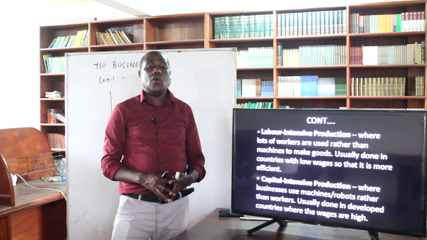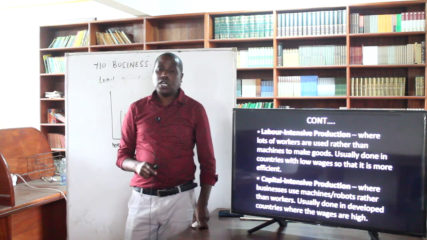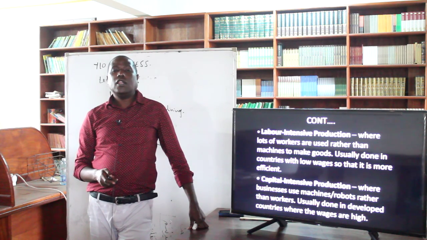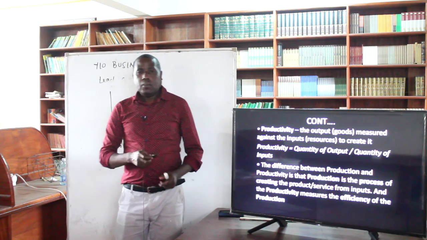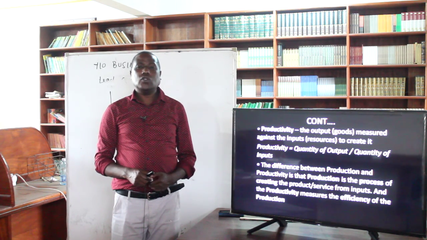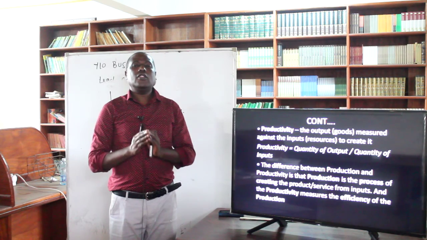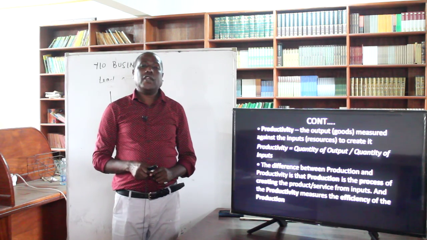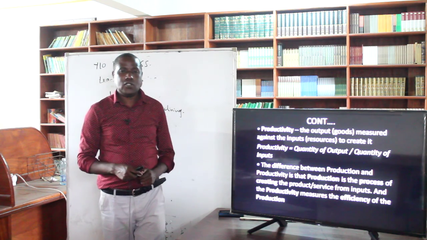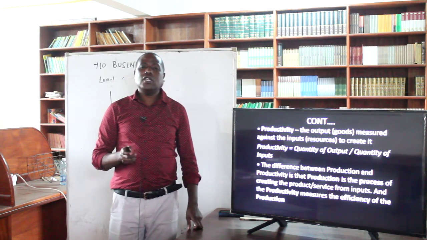But in developed countries where the wage rate is very high, they tend to use a lot of machines and less labor. So the capital-intensive production, on the other hand, is where businesses use machines or robots rather than workers. It's usually done in developed countries where the wages are high. Productivity, on the other hand, refers to the output measured against the inputs or resources used to create it. So we say productivity is the quantity of output divided by the quantity of inputs. And the difference between production and productivity is that production is the process of creating the product or service from inputs, and productivity measures the efficiency of production.